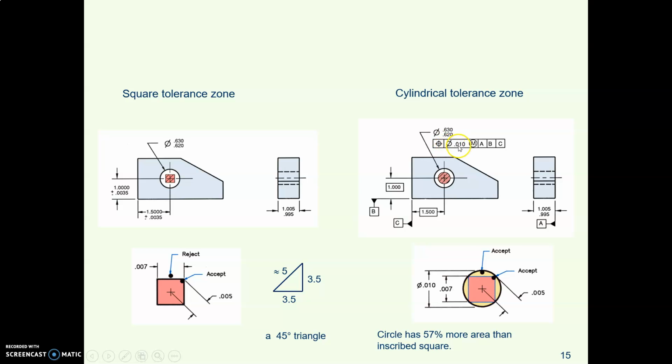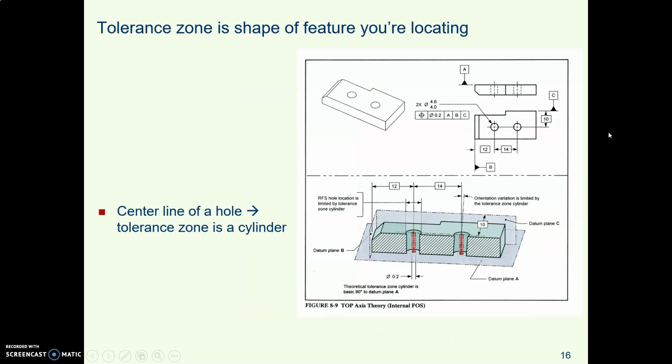And here's a diameter symbol, and this says the position of this hole center line has to fall within a tolerance zone that has a diameter of 10/1000ths when you make the hole at maximum material condition. And you'll inspect it relative to datums A, B, and C. So the tolerance zone is always the shape of the thing you're locating. If you have a hole, holes are cylinders of course, then the tolerance zone is a cylinder. I call it a drinking straw.